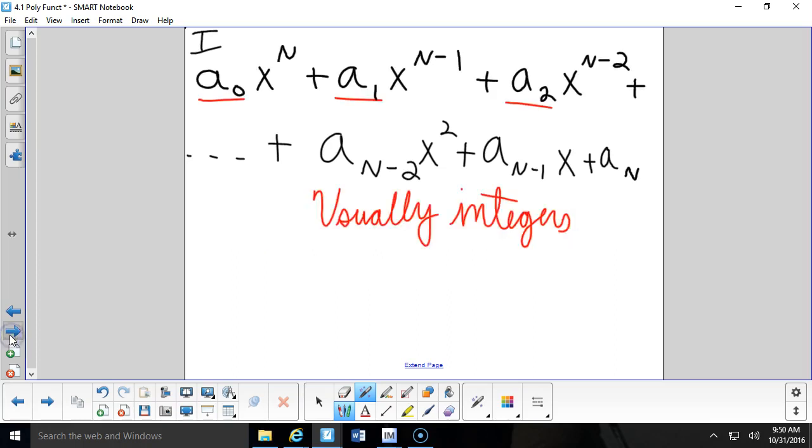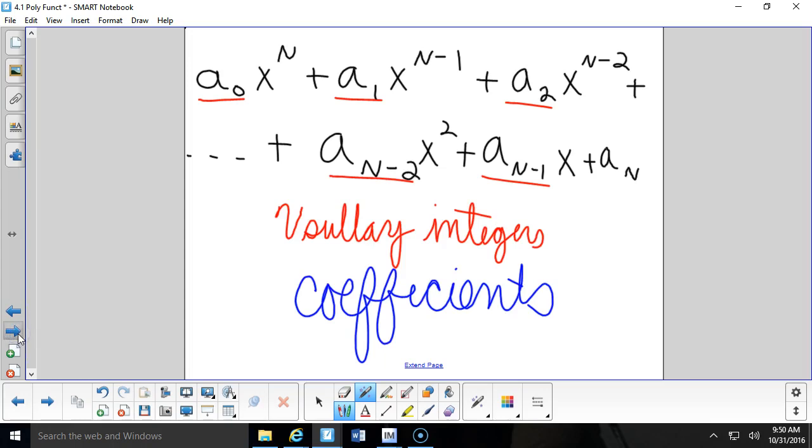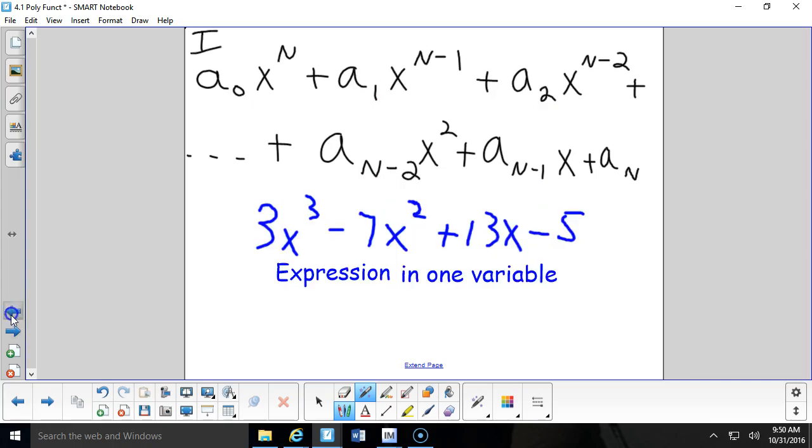So a little bit of vocab here. What are the numbers out front called? Coefficients, yep. And usually we're going to deal with them as integers, but not always. They could be fractions. But a lot of the times when you have a polynomial, those are often integers. But let me back up here a second. So in this case, a sub 1 is 3, and a sub 2 is negative 7, and a sub 3 is 13, and then this last term is negative 5.